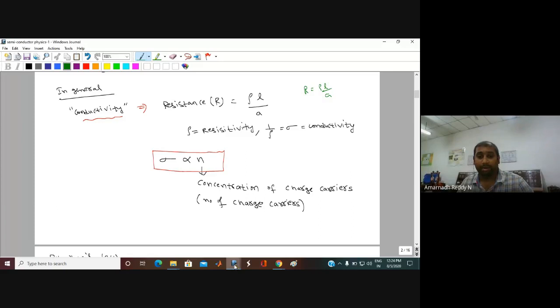Sorry for the small disturbance. Where we are, we are at the conductivity level. Conductivity is called sigma. Conductivity is proportional to N. What is N actually? The concentration of charge carriers, that is, the number of charge carriers.